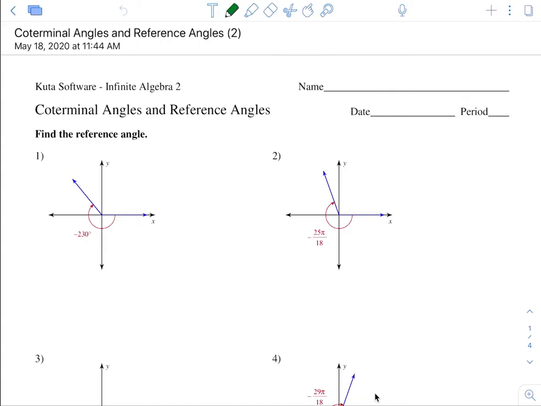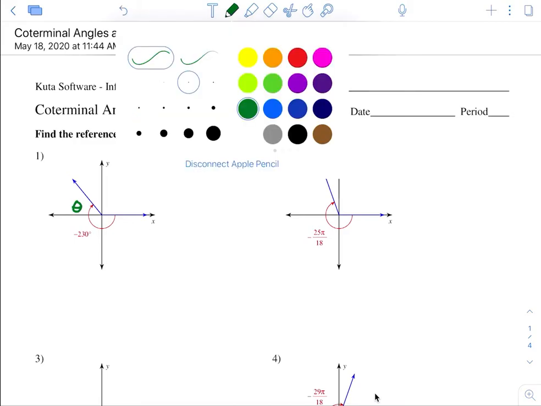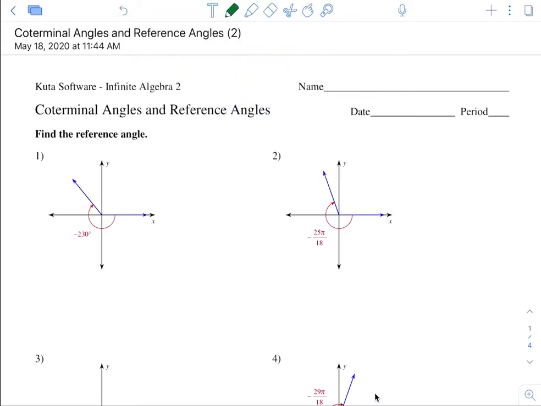So remember, a reference angle is the angle formed by the x-axis and the terminal side, and it's the smaller angle. So you have to find this one right there. So I'll make this smaller. What you gotta do is, well, this amount is 180 degrees. So then, if the whole thing was negative 230 degrees, then how much is this amount? And that amount would just be 50. So this one is 50 degrees.